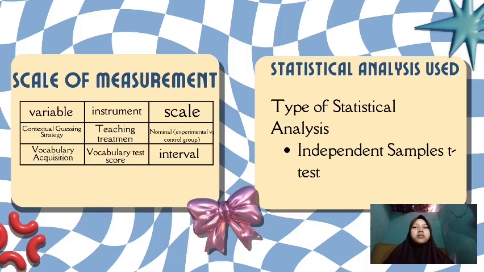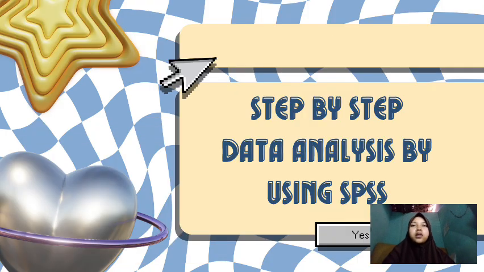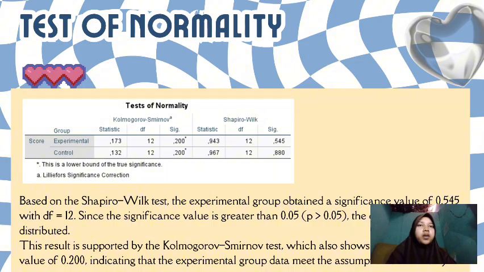Next, we go to the statistical analysis used. So in this study, the type of statistical analysis is the independent sample t-test. Next, this is the hypothetical data. So the hypothesis testing in this study was conducted using post-test scores only. Next, we go to the step-by-step data analysis using SPSS. The first step should be stating the hypothesis, but I would like to explain the testing of data normality first.